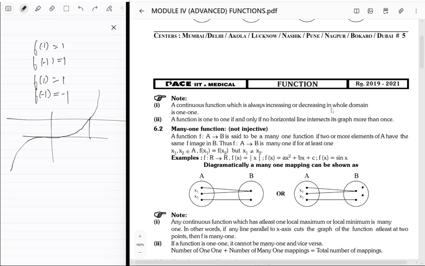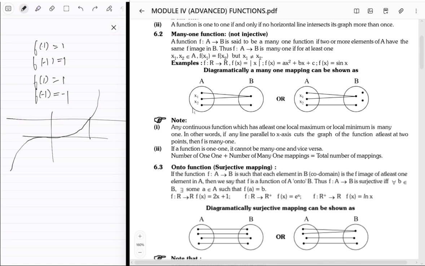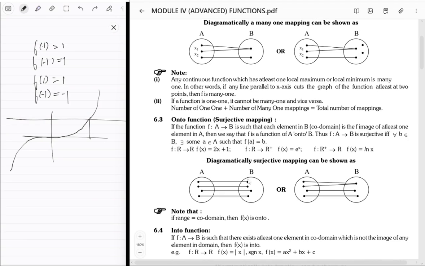This function is always decreasing. Oh, whatever. I just showed one example, x cube is continuously increasing. We will figure those things out later on. First, just the definitions. Onto function, surjective mapping.